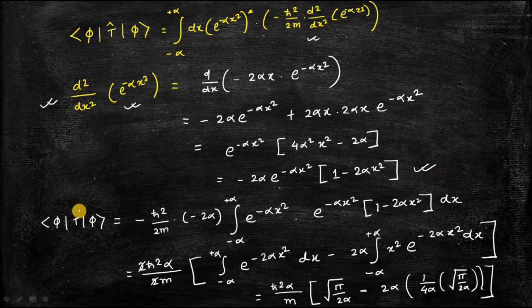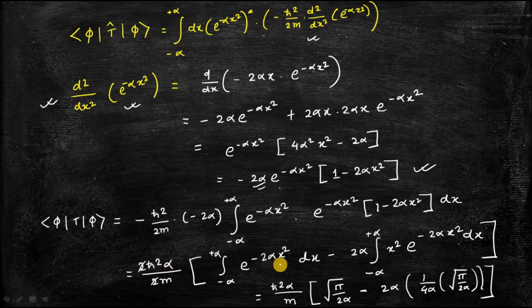Okay, so now you could see that this minus h cross square by 2m is a constant that will be out of this integral, and the minus 2 alpha part will also be out of this integral. So the final integral will be minus infinity to plus infinity e to the power minus alpha x square into e to the power minus alpha x square into 1 by minus 2 alpha x square dx. So you could see that the 2 will be cancelled out.